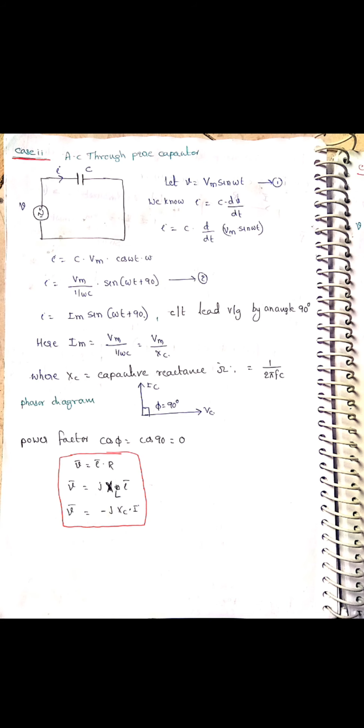So here the power factor is the cosine of the phase angle, which is 90 degrees. So cos 90 is equal to 0, so the power factor is equal to 0 here. If you define the expression for power also, we get 0.